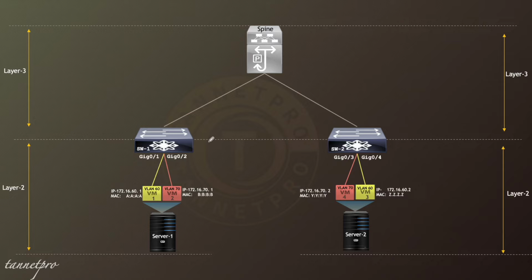Now, again I will take the same scenario. A VM wants to communicate with VM3. They are in the same VLAN, but there is no L2 communication between them; it is all L3 communication. So how is it possible? The overlay tunnel is not new.